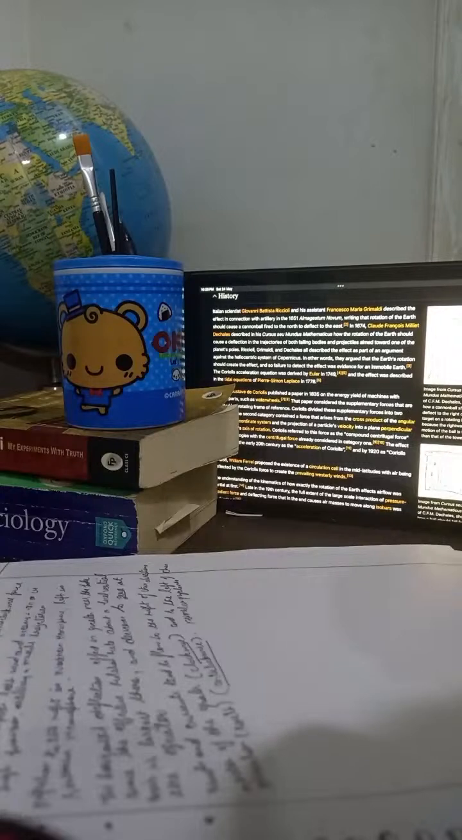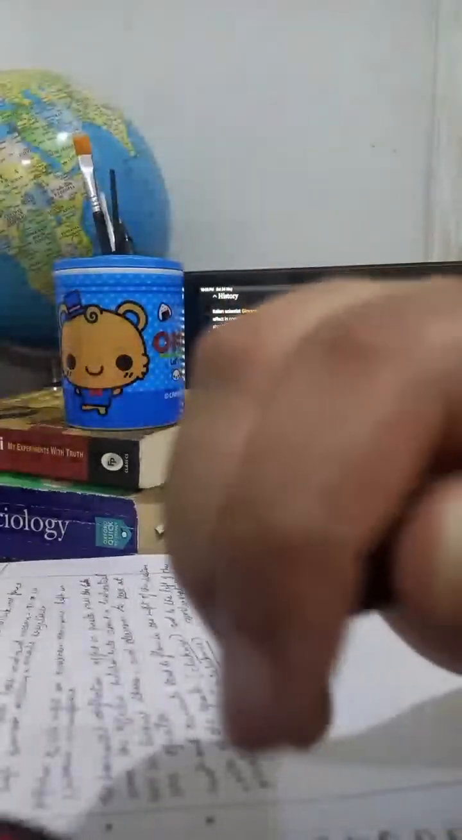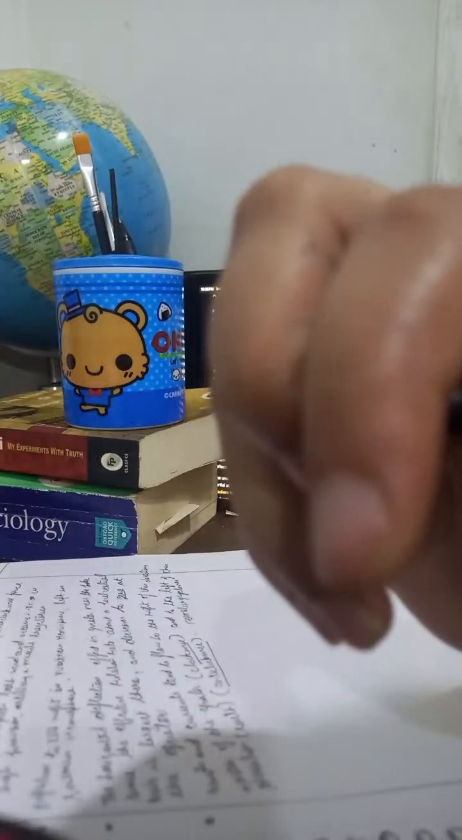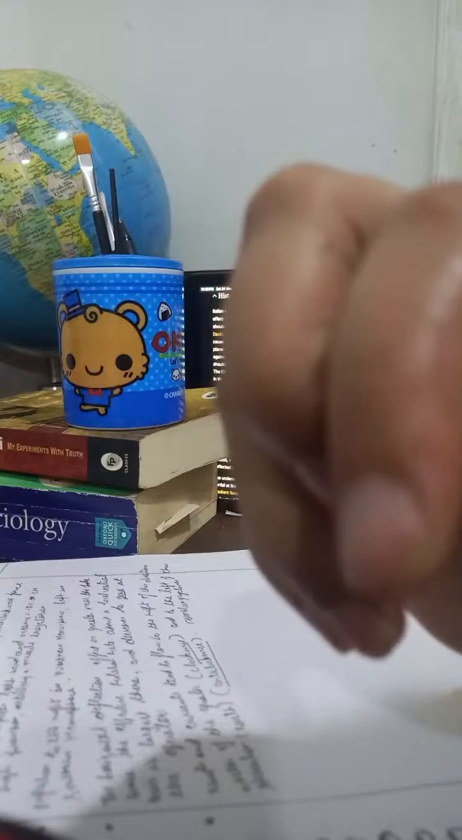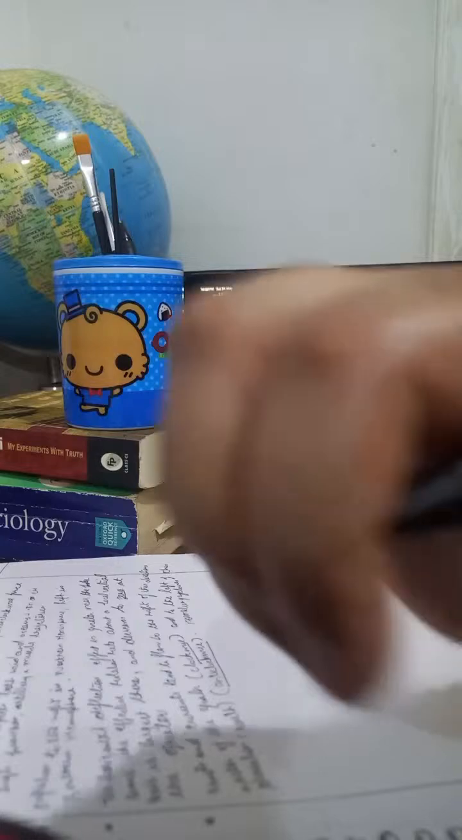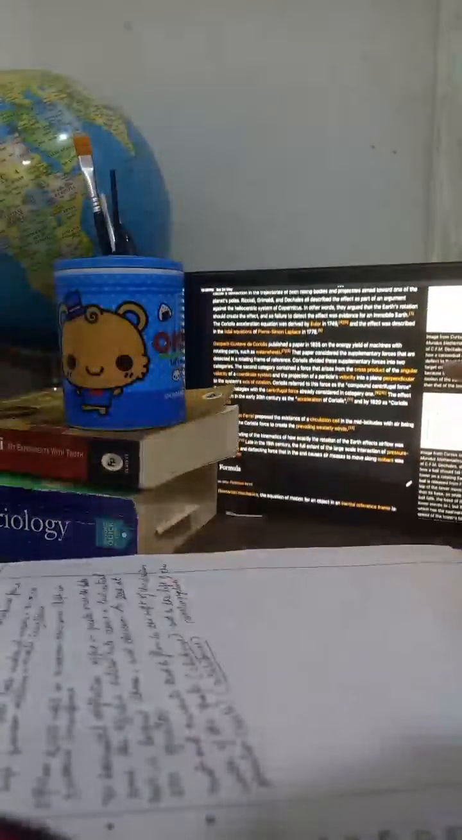It causes a cannon fired to the north to deflect to the east. They described the effect as part of the argument against the heliocentric system of Copernicus. In other words, they argued the Earth's rotation should create this effect, and so failure to detect the effect was evidence for an immobile Earth. The Coriolis acceleration equation was derived later. The effect was described in the tidal equations of Laplace.